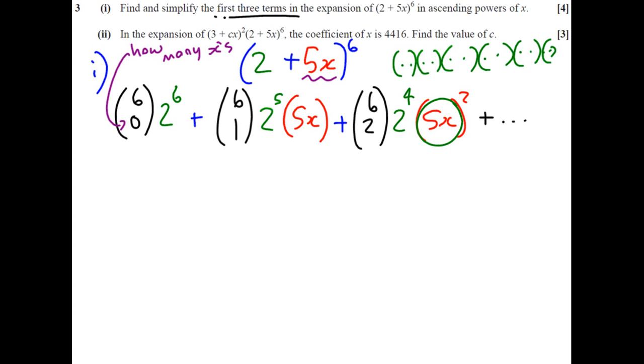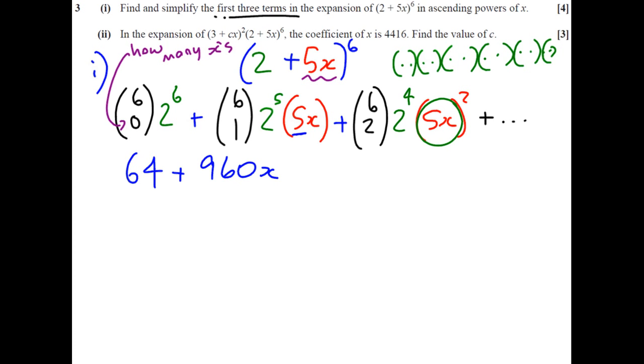How many ways to choose 0 from 6? One way, just don't pick anything. 2 to the power of 6 is going to be 64. 6 choose 1. How many ways to choose one thing from 6? There's 6 ways to do that. You can check that on your calculator with the nCr button. 6 choose 1. Okay, 2 to the power of 5. So 6 times 2 to the power of 5. 2 to the power of 5 is 32. Times by 6 is going to be 192. And then times by this other 5. Okay, so 192 times 5, 960x.